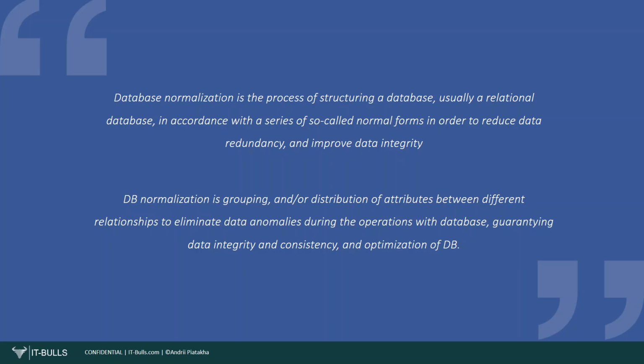Database normalization is the process of structuring a database, usually a relational database, in accordance with a series of so-called normal forms in order to reduce data redundancy and improve data integrity. It was first proposed by Edgar Codd as a part of his relational model. Another definition of database normalization may sound like this. DB normalization is grouping and or distribution of attributes between different relations to eliminate data anomalies during operations with a database, guaranteeing data integrity and consistency and optimization of the DB.